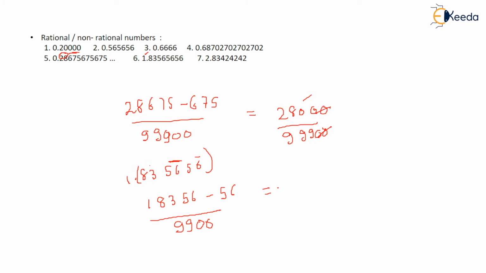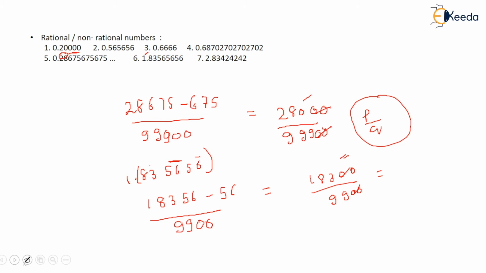So after solving this, this comes out to be 18356 minus 56. This is 18300 upon 9900. So if you do this, it comes out to be this much. So 183 divided by 99 will be the fraction form. Okay, so this is the correct form of this, or the fraction form, in which we can write it in this way in rational form.